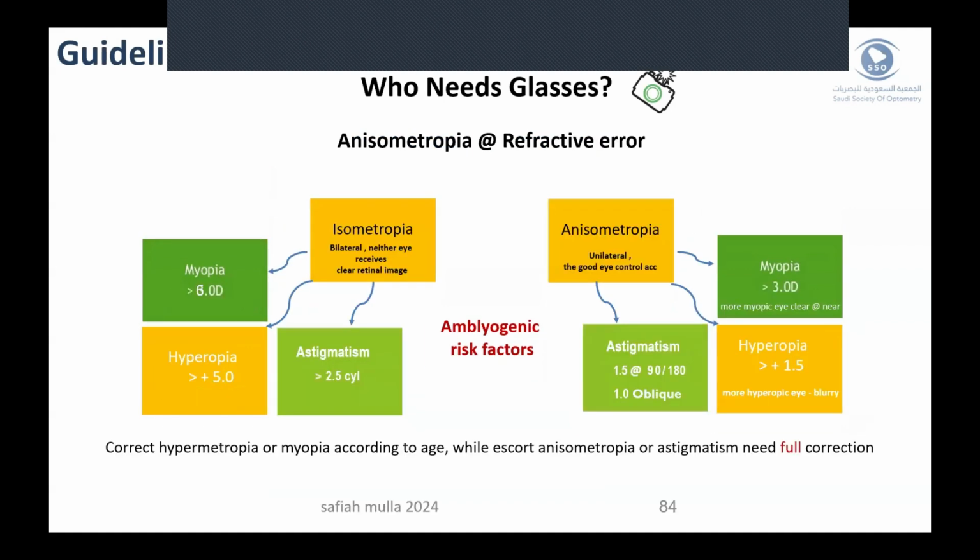And this is also from the point of view of isometropia and anisometropia. Again, when to correct. If it's anisometropia, then more than 3 diopters. If there is isometropic refraction, then more than 6 diopters, then you need to correct. So again, that's a summary of what we have said in the lecture.